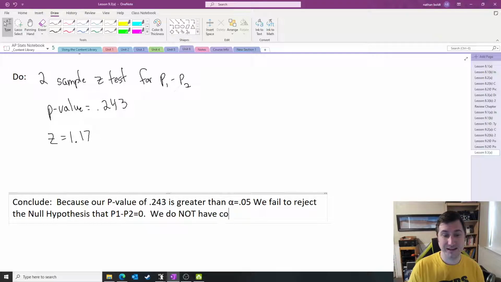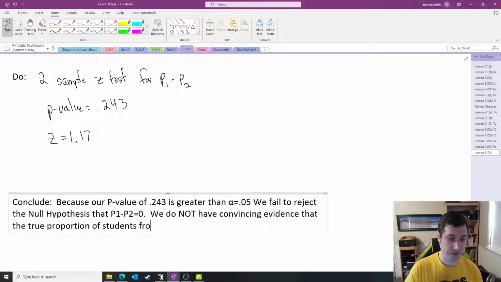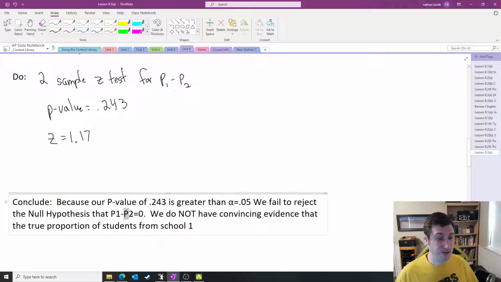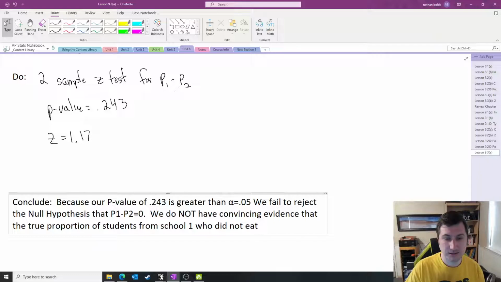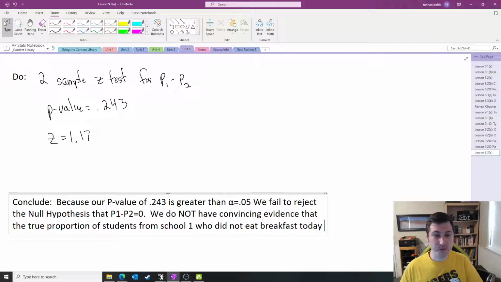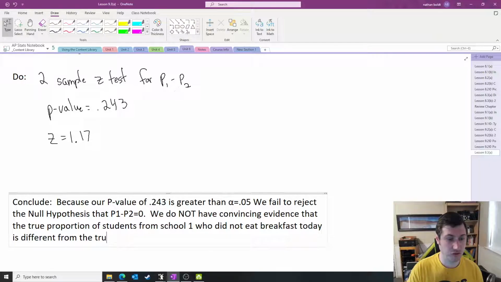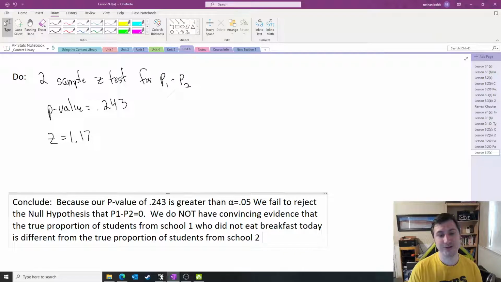We do not have convincing evidence that the true proportion of students from school one, again, I'm just throwing in the context. I'm saying what is P1, I'm saying what is P2, and I'm saying that we don't have evidence to say that they're different. The true proportion of students from school 1 who did not eat breakfast today, we do not have convincing evidence that that is different from the true proportion of students from school 2 who did not eat breakfast today.